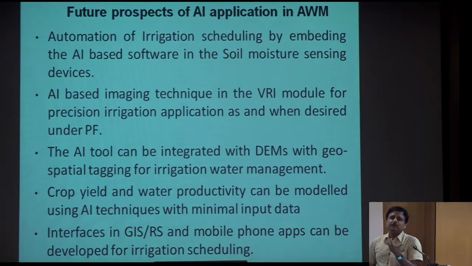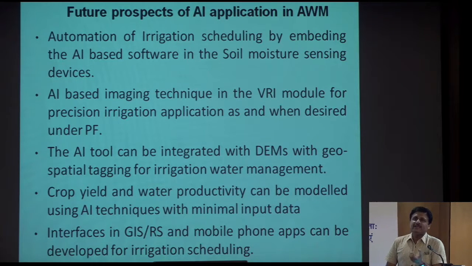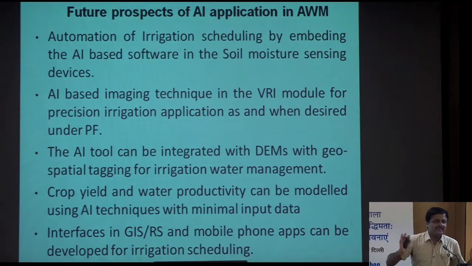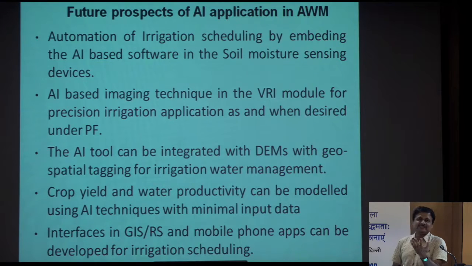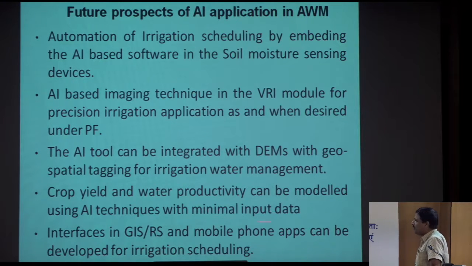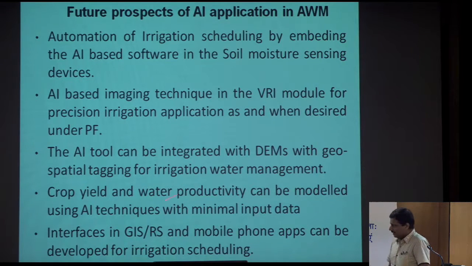And also geotagging can be done with AI in a digital elevation model, so that if I am in Odisha, that geotagging can tell the farmer which crop to take there, what the water productivity will be, and how much irrigation will be needed. So that type of geotagging can be done, and we have mobile applications now. This will make it very easy for us to make real-time decisions. And also crop yield and water productivity can be done. And again, I told you that.